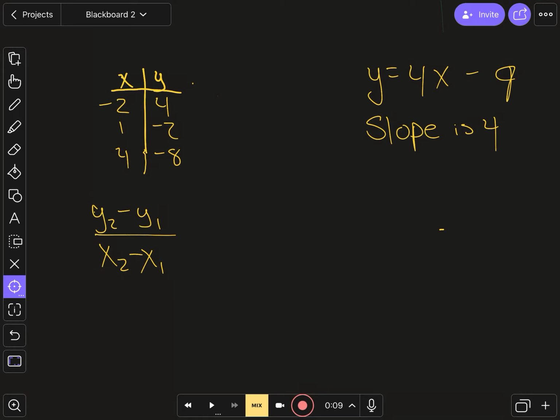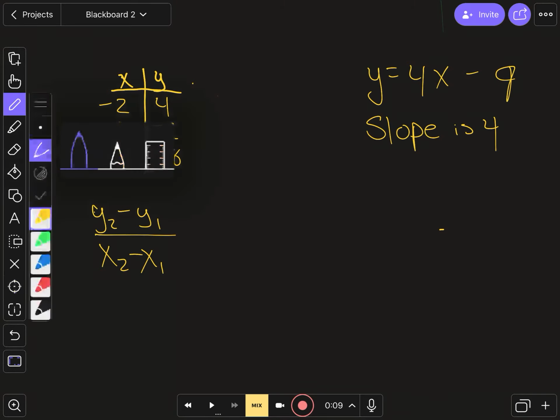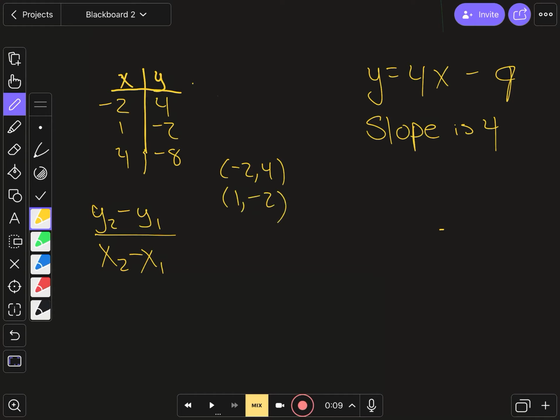So I'm going to write those over: -2, 4, and 1, -2. I just wrote that point right here, and that point right here. And I'm going to label these. My first number is my x, so I'm going to call this x1. I'm going to call this y1 because my second number is my y. First number is my x, second number is the y, so I'm going to call that x1 and y1.